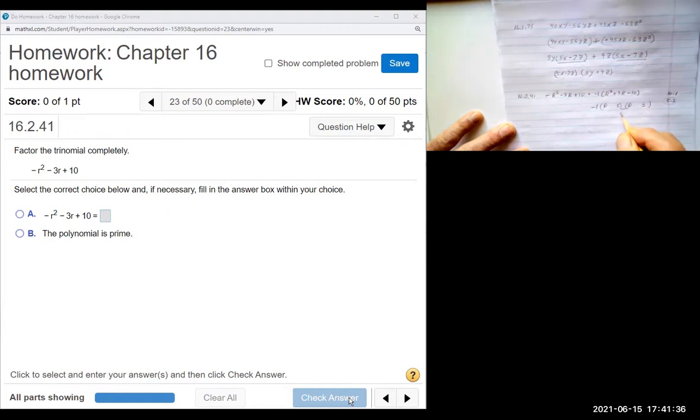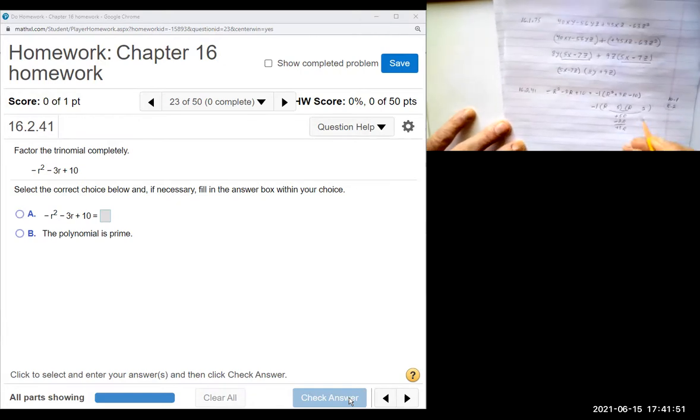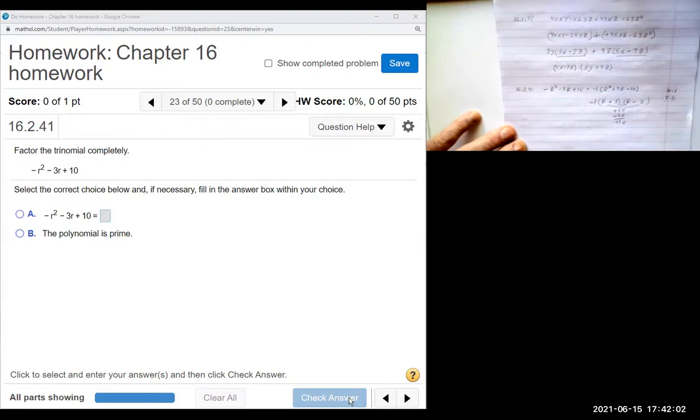The inside product is 5r. The outside product is 2r. The result wants to be a plus 3r. To get a plus 3, we make the bigger number positive, the smaller number negative. Push the signs inside and double check to see that the product of the last terms is minus 10. And it is. That's the completely factored form of the trinomial.